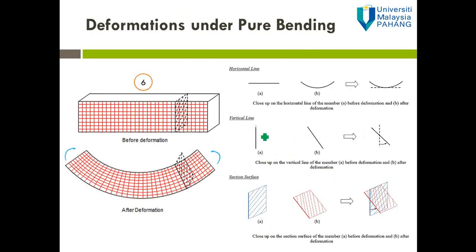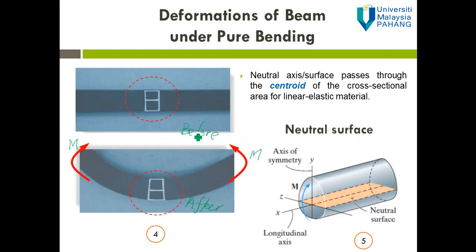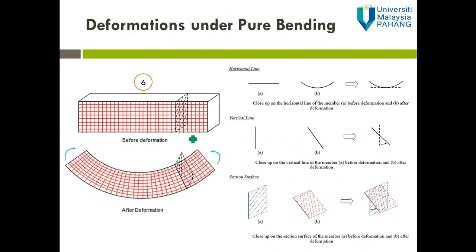Now let's imagine that the beam in picture 5, this beam, is discretized into small square elements, so that we can analyze in detail what happened to every point of the beam after deformation.